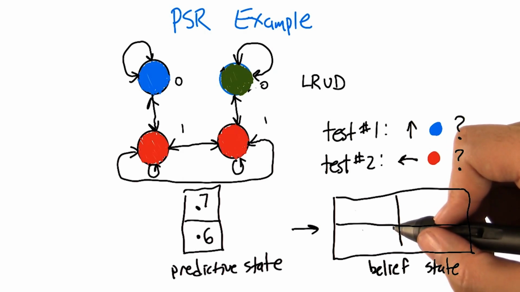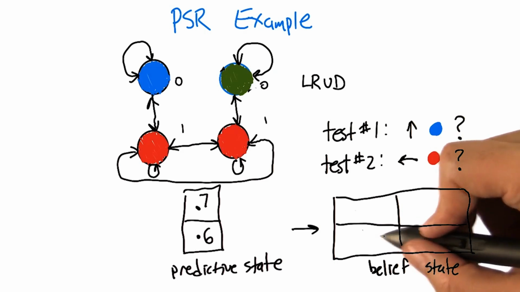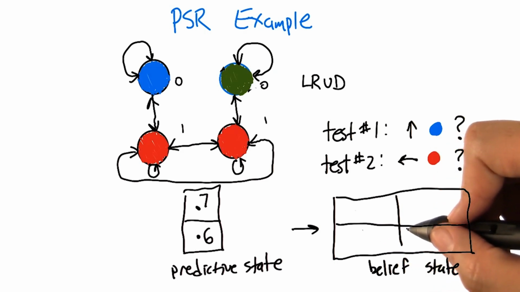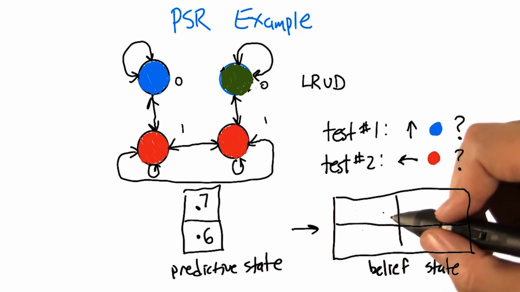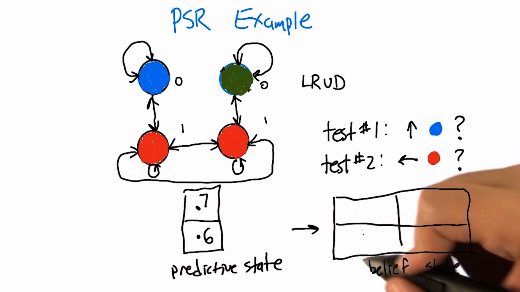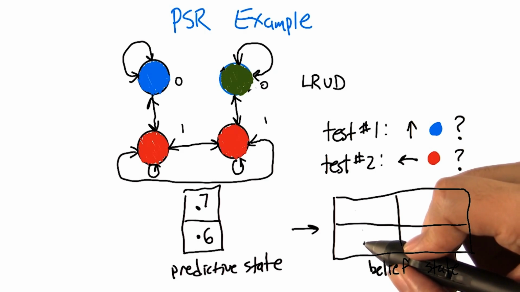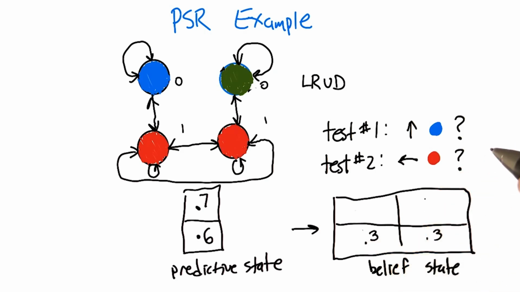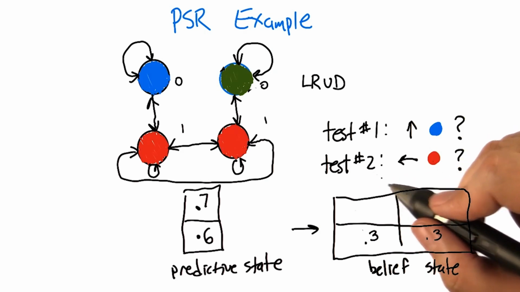Yep. Since the 2 reds are 1, any belief state in the bottom row that adds together to get me 0.6 will be correct. It'll give us that prediction for sure. So let's pick a belief state. How about 0.3 and 0.3? I was thinking that too. So we agree that would give us, as a prediction for test number 2, 0.6.